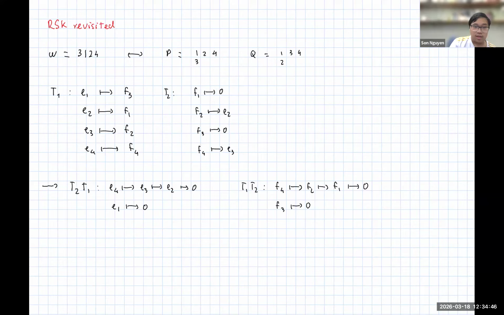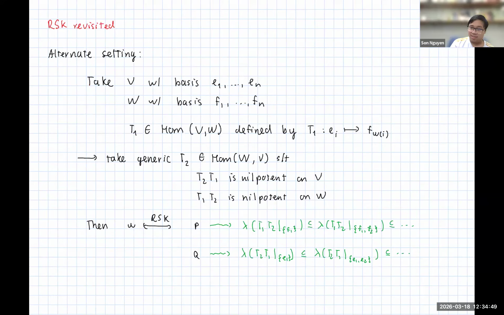Yeah, and the reason why I think about it this way is now I can generalize it. First of all, I can allow them to have different dimensions. So one has basis E1 to Em, the other F1 to Fn, and they can be different. And because they are different, my T1 doesn't need to be full rank anymore. It can send some basis Ei to something in W, but it can send some other thing to 0. And then I do the same thing here. Take the most generic T2, and then I can restrict on this basis to get my RSK.